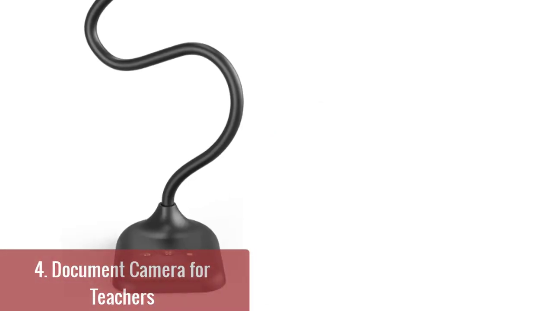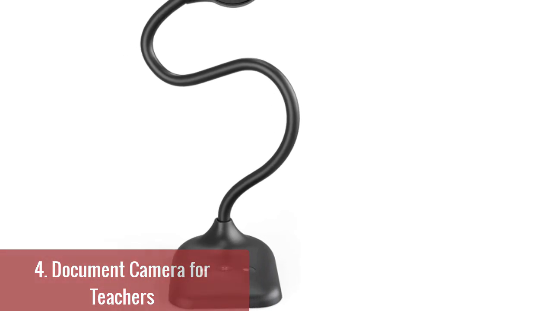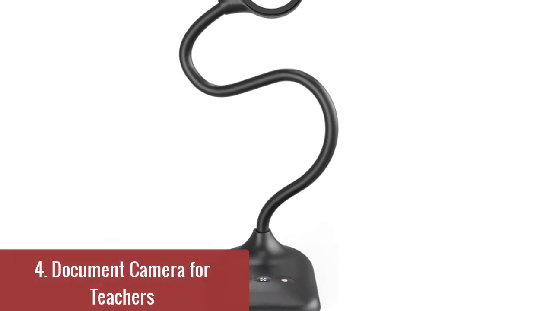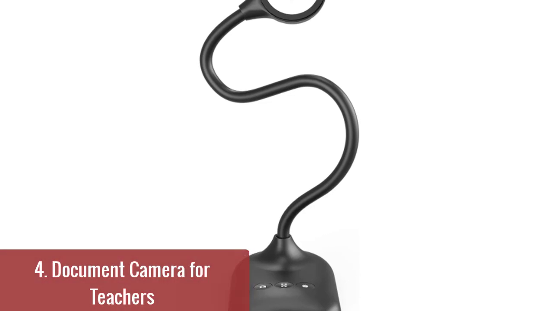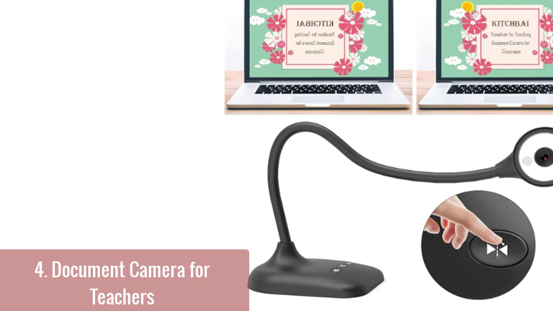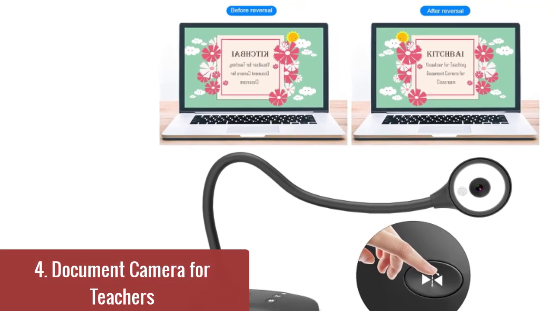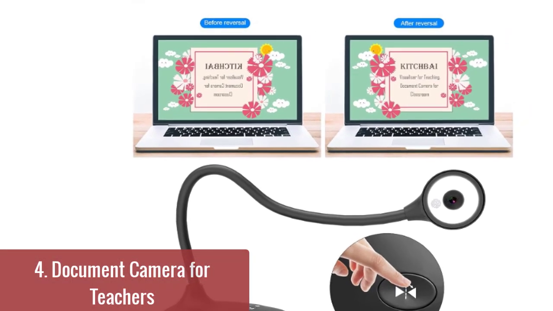Number four. The Kitchai document camera is the most budget-friendly option in this comparison, offering basic functionality at an attractive price point. With a maximum resolution of 2592 x 1944p and adjustable LED lighting, it is suitable for simple classroom applications such as distance learning and live demonstrations.